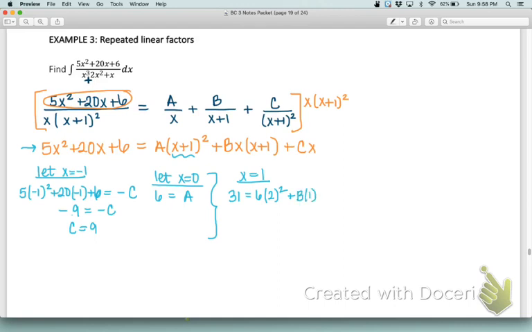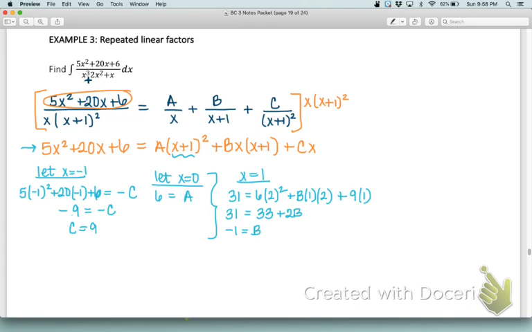plus b times x, which is just 1, that's what we chose, times 1 plus 1, which is 2. b is the one we don't know yet. And then we have plus c, which we decided was 9, times x, which is 1. That comes out to 31 equals 33 plus 2b. So if you subtract 33 and divide by 2, we can see that we get -1 for b.